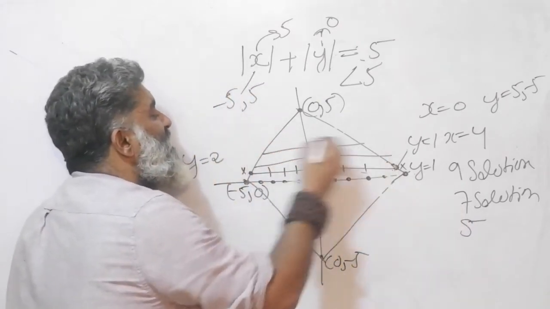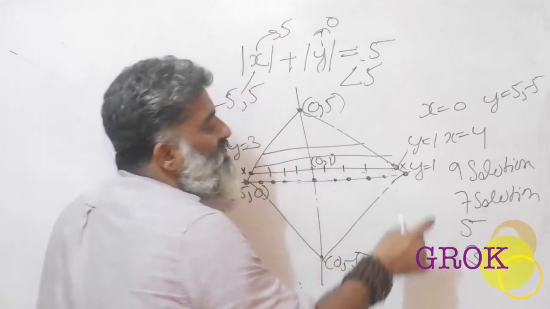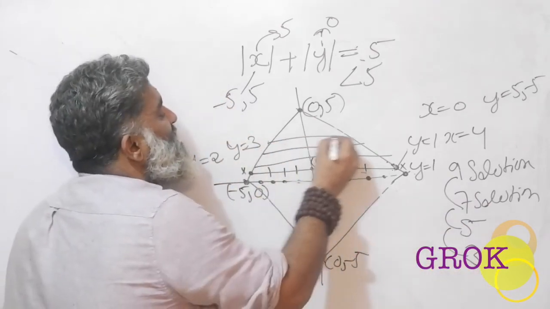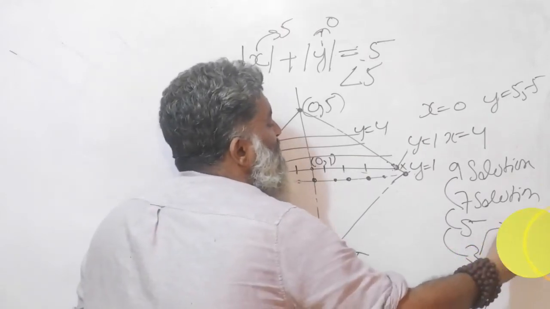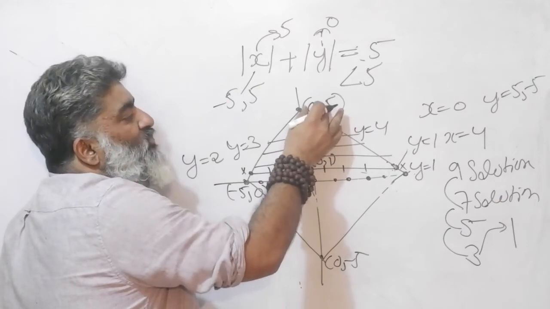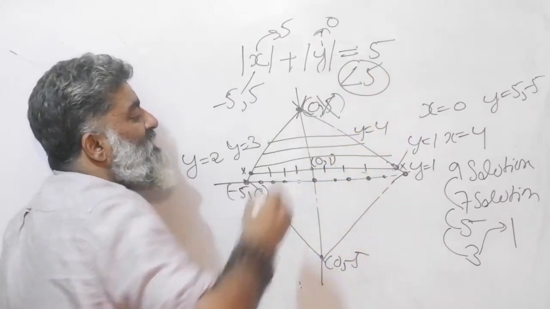My next line will be y is equal to 3. How many solutions will I get? 3 solutions. I'm just reducing by 2 in each step, right? My next line is going to be y is equal to 4. I'm just extending the logic. How many solutions there? 1. My next point is going to be y equal to 5, but is that point allowed? No, this point is not allowed because I have to remain less than 1.